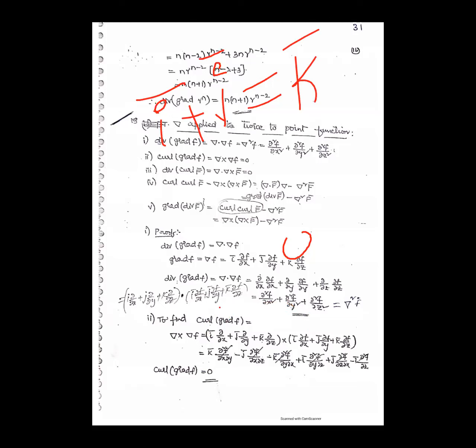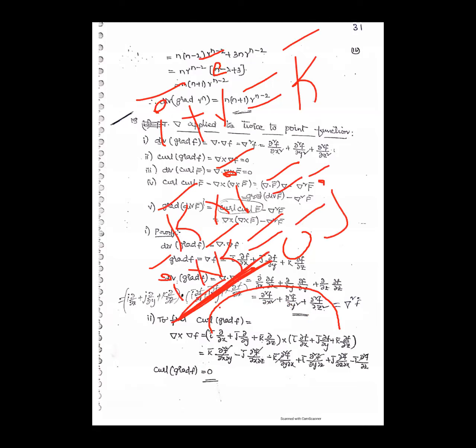Next, i cross k. Generally it is k after i, but here i cross k is a backward cyclic function, so the missing term is j, with a negative sign, so minus j. After multiplying the vectors, we multiply the coefficient terms: dou by dou x of dou f by dou z, that equals dou square f by dou x dou z.